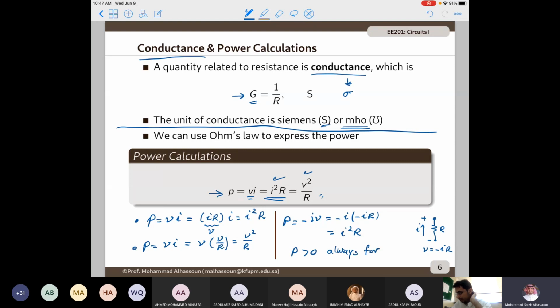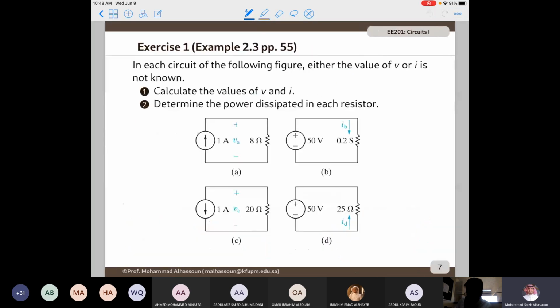What does it imply, having a positive power? Amr Saleh: It consumes energy. Okay, exactly. It consumes energy or it dissipates energy. Very good. Okay, let's have an exercise here.